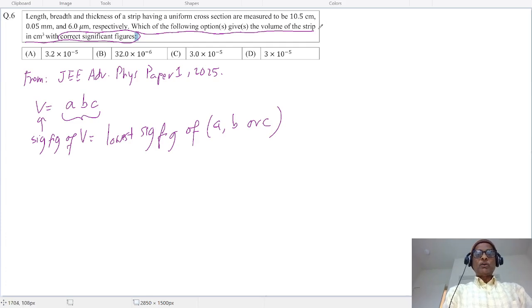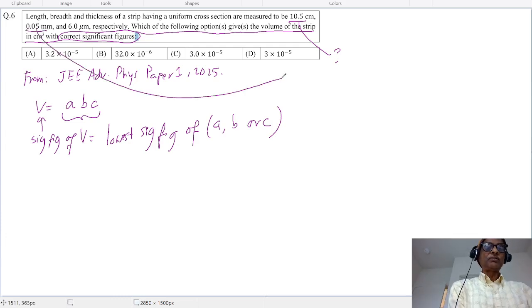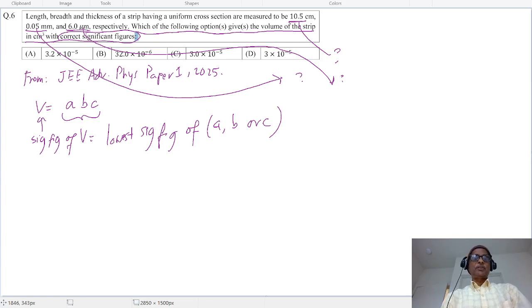So all you have to do is find which one of these is correct, and all of them are more or less similar numbers. So you have this guy, its significant figure. How do I get the significant figure of that guy? All right, that's the main question.